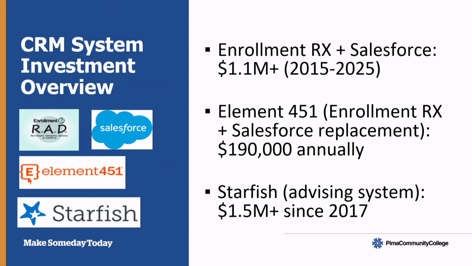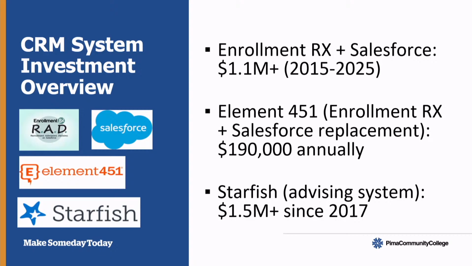So rounding out CRM, we want to be transparent about the spend because it is big spend. But I wanted you to know that we are mindful of the dollars that we spend. So since 2015 through 2026, the cost for Enrollment RX and Salesforce has been $1.1 million. I'm going to jump to the bottom real quick. The cost for Starfish since 2017, $1.5 million. The contract that we went to for Element 451, which will replace Enrollment RX and Salesforce, is $190,000 annually. So the annual spend, if you're looking apples to apples between Enrollment RX and Salesforce, is going to be a little higher on an annual basis.